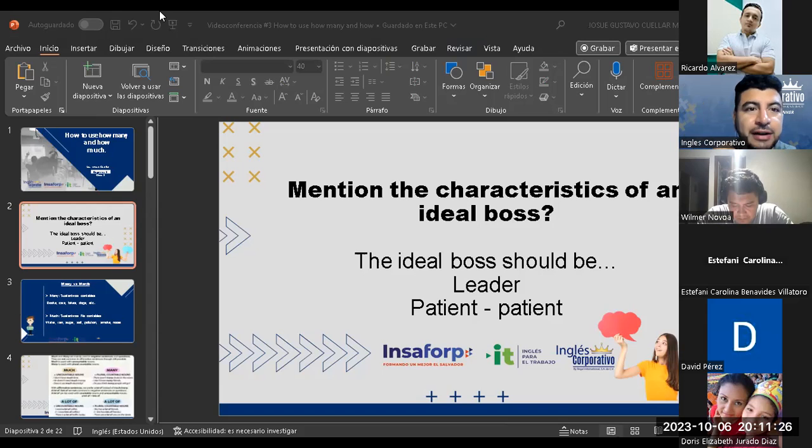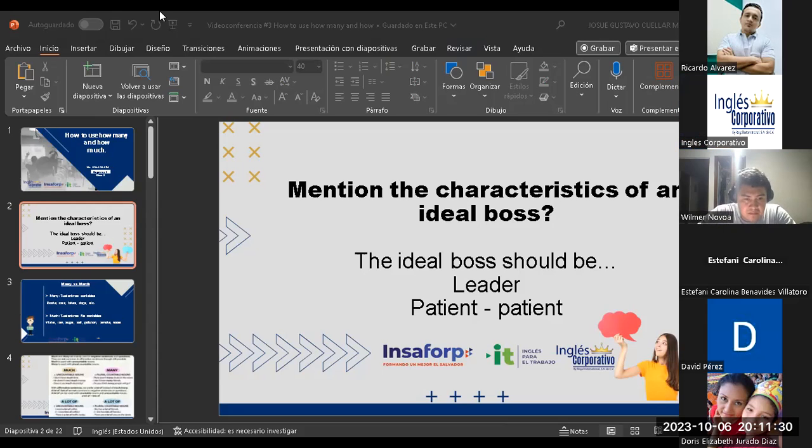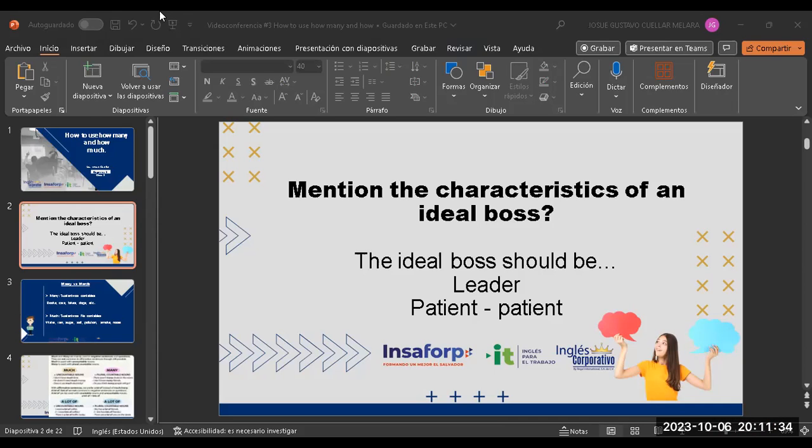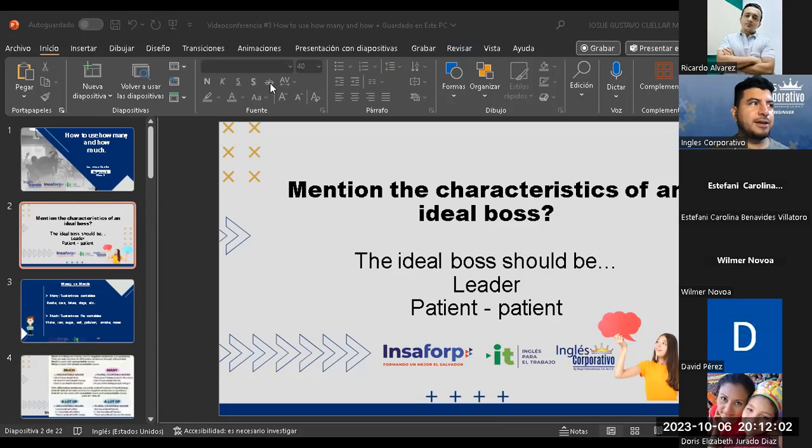And now we go with Luz and then Ivan. The ideal boss should be more empathic. I like it. Okay, yes, and should be more empathic. I guess we don't have empathic bosses. Maybe commonly we have like difficult people as bosses. I'm not saying that all the supervisors, coordinators or bosses are negative or bad, but commonly they have like difficult attitudes. Attitudes un poco complicadas. So yeah, empathic, very important.